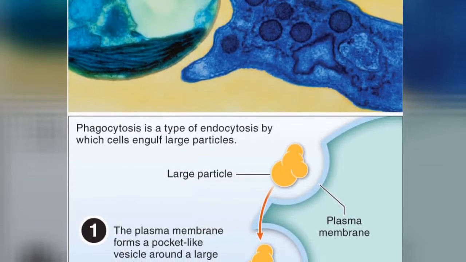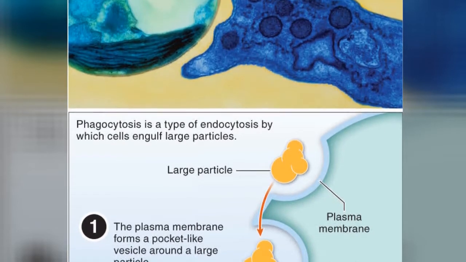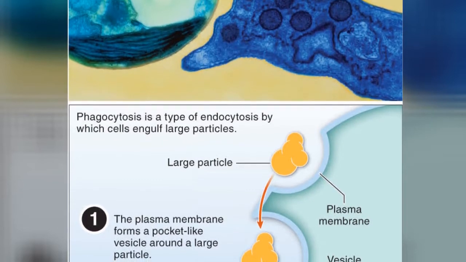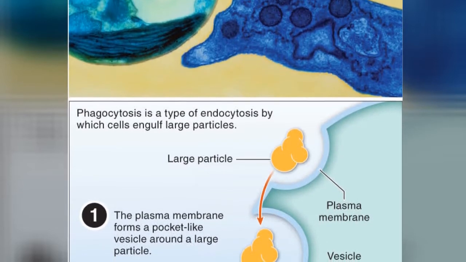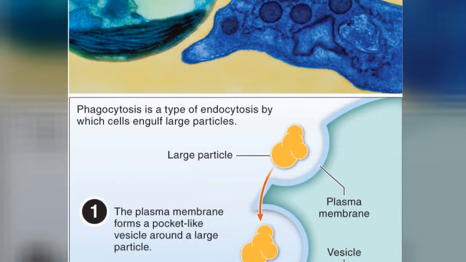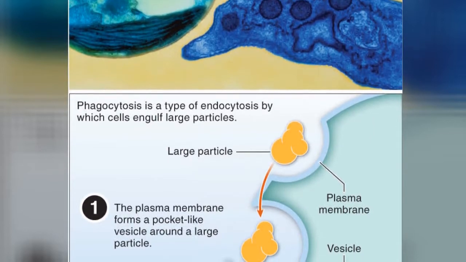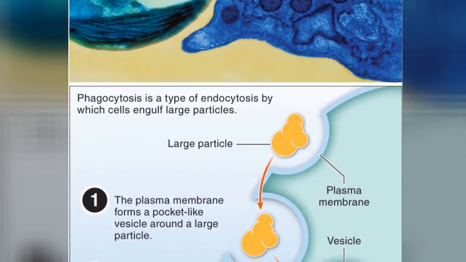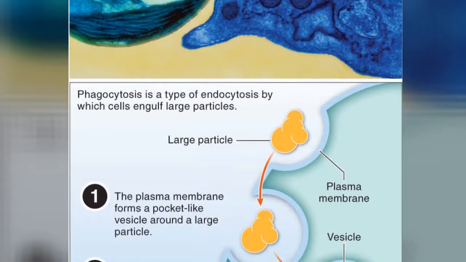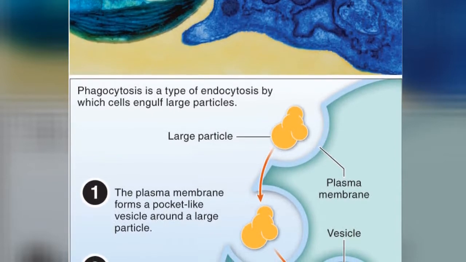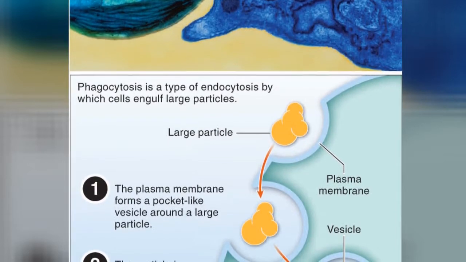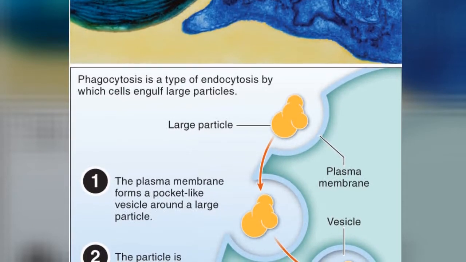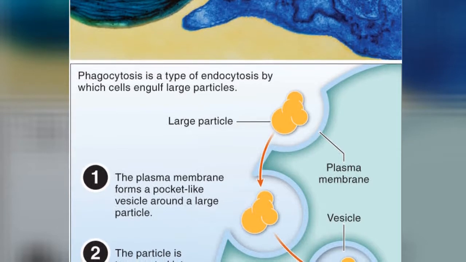Now, let's talk specifically about phagocytosis and pinocytosis. Relatively large particles are engulfed by cells in a process called phagocytosis, which you see happening here in this image that you see with the yellow background. Amoebas and other unicellular protists, as well as white blood cells, use phagocytosis to consume entire organisms, either as food or as their way of defending against pathogens. Pathogens are disease-causing organisms or substances.